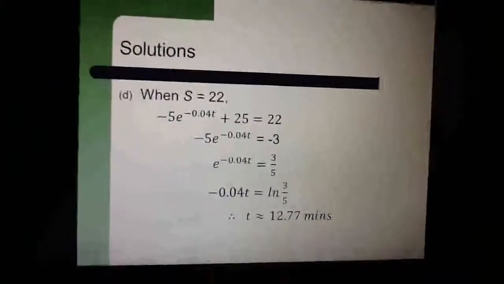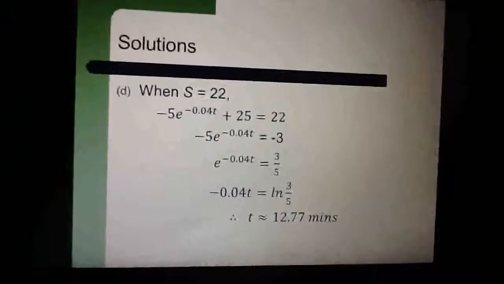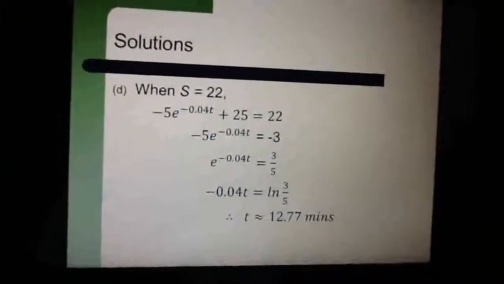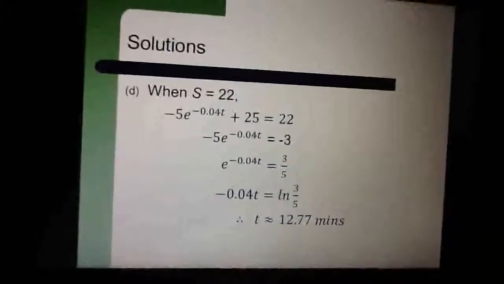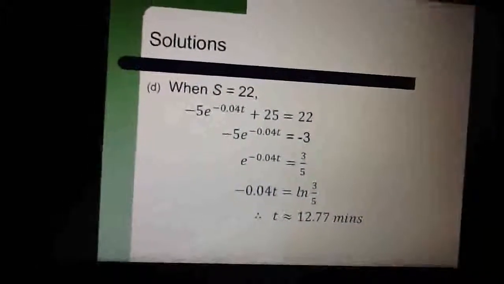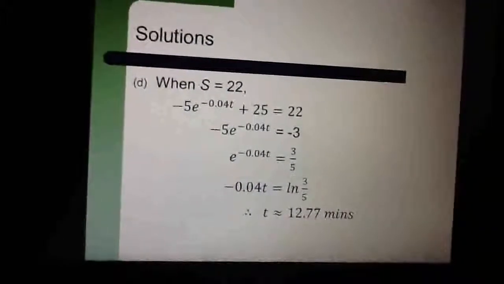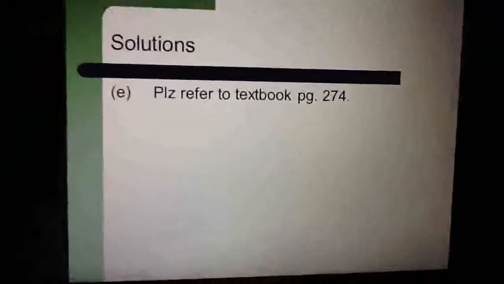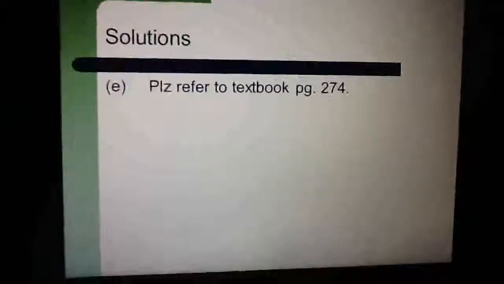Part D, when s equals 22, we get the equation negative 5 e to the power of negative 0.04 t plus 25 equals 22. Solving this equation, we get t approximately 12.77 minutes. As for part E, the graph, please refer to the textbook, page 274.